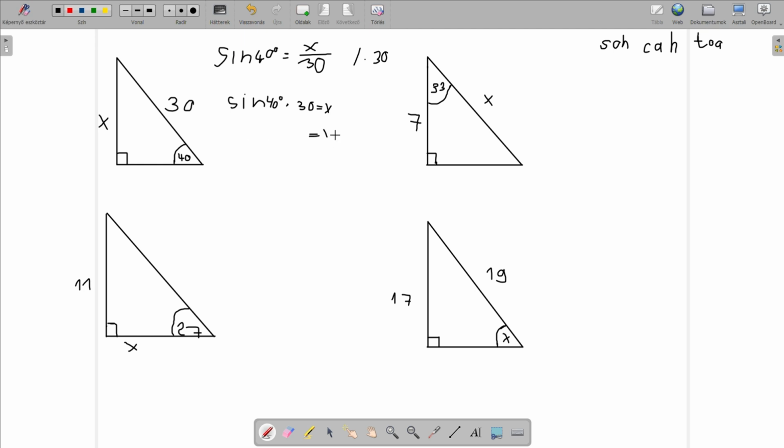And if we type it in the calculator, obviously we are going to need a calculator for most of these problems, this is going to be equal to something like 19 point, let's round it to 2 decimal places, 19.28.